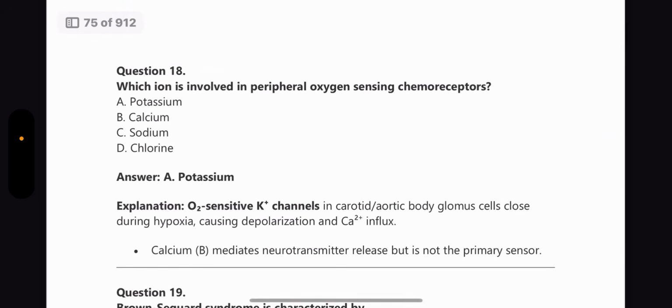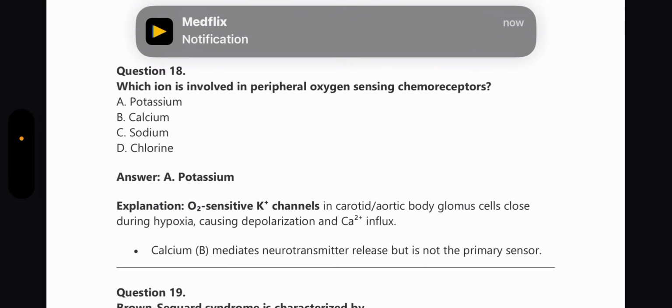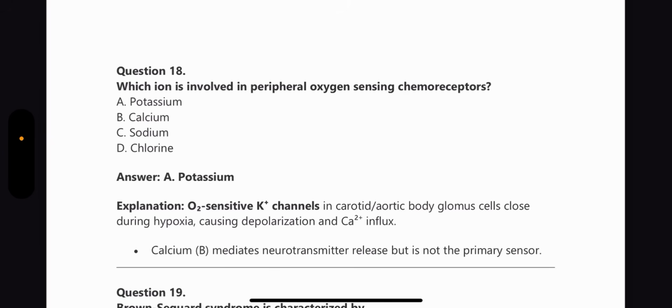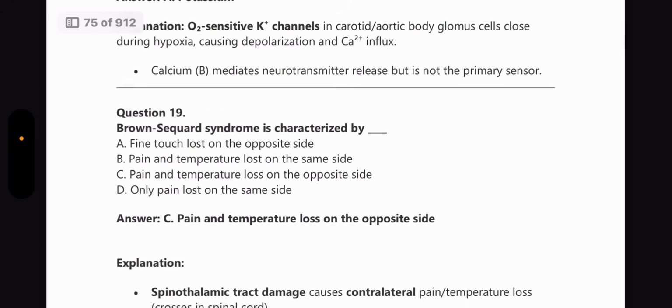Next, which ion is involved in peripheral oxygen sensing chemoreceptors? Answer is potassium. Oxygen sensitive potassium channels in carotid or aortic body glomus cells close during hypoxia, causing depolarization and calcium influx. Calcium mediates neurotransmitter release but is not the primary sensor.